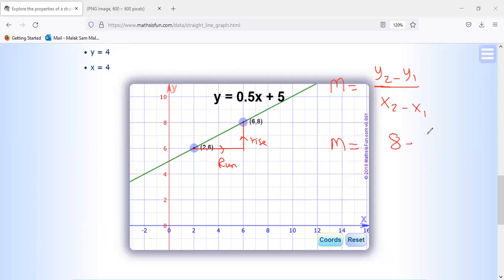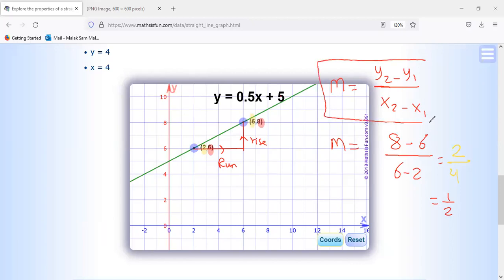So m in this case is going to be what? 8 minus 6 over 6 minus 2. Again, 8 minus 6, it's y minus y, and x minus x, 6 minus 2. So 8 minus 6 equals 2, and 6 minus 2 equals 4. So what is the gradient? The gradient is half.